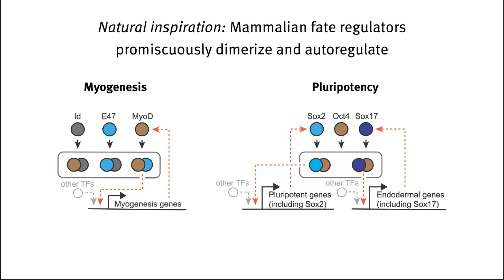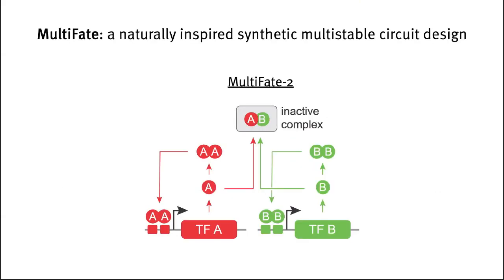You really want to have positive feedback in there in order to stabilize different states. But what Ron did is he took these 2 themes, promiscuous multimerization or dimerization and autoregulation, and came up with a circuit design that really crystallizes just those 2 themes in the simplest possible way. I'm going to show you that design now, and the rest of the talk will really be about this design.